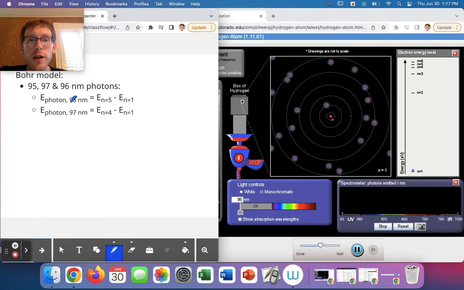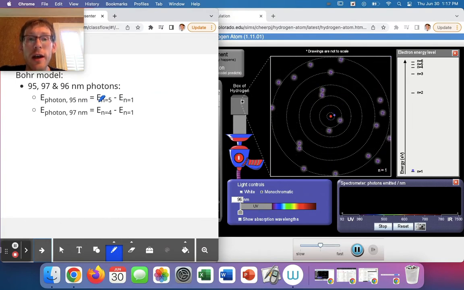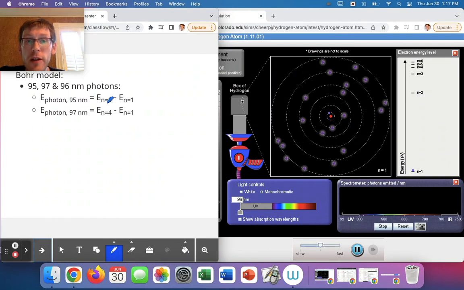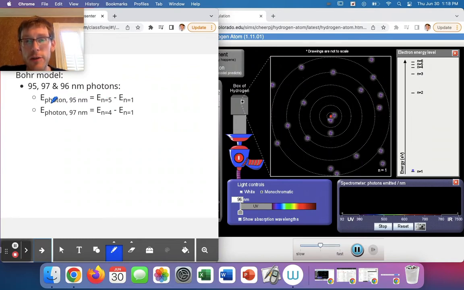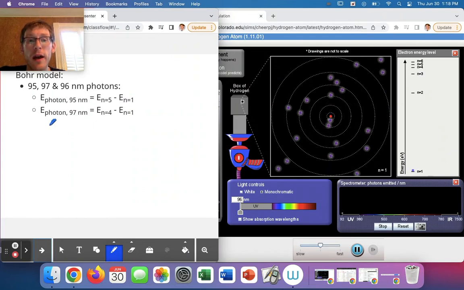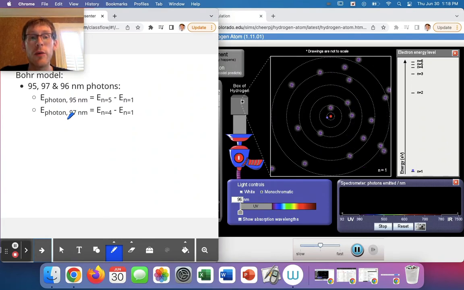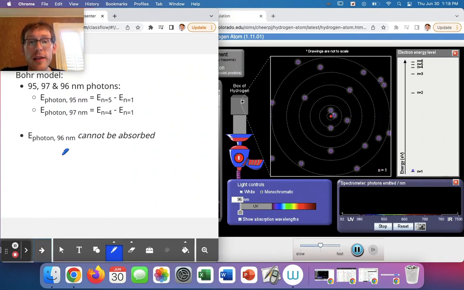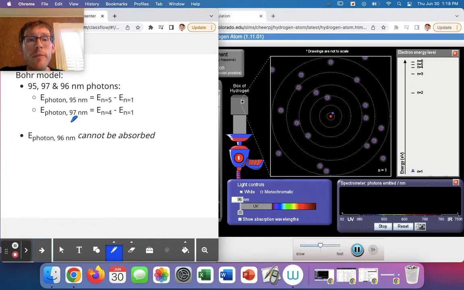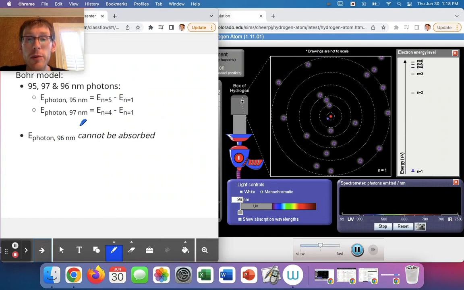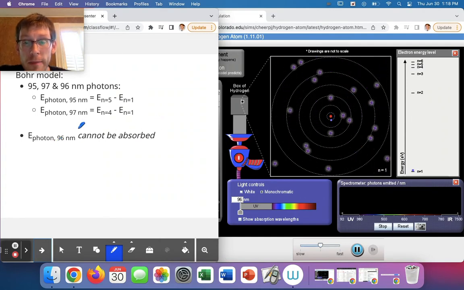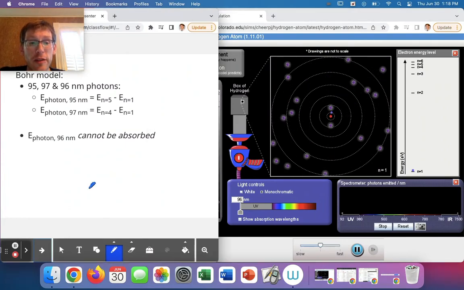You see, the photon with a 95 nanometer wavelength had energy exactly equal to the potential energy difference between the electron being in the fifth shell versus the first shell. When you take the difference in those potential energies, they're exactly the same as the energy of the photon with 95 nanometer wavelength. And similarly, the difference between the potential energy of the electron in the fourth shell versus the first shell is equal to the energy of the photon with 97 nanometers as a wavelength. But in the case of the 96 nanometers, kind of like neither here nor there, that photon has energy that's not equal to the difference between the first shell and any shell. And so the light just passes straight through.